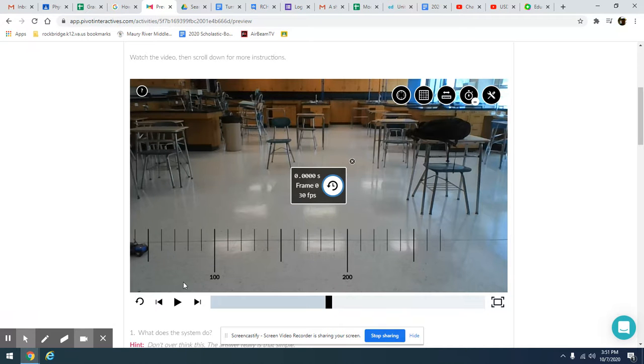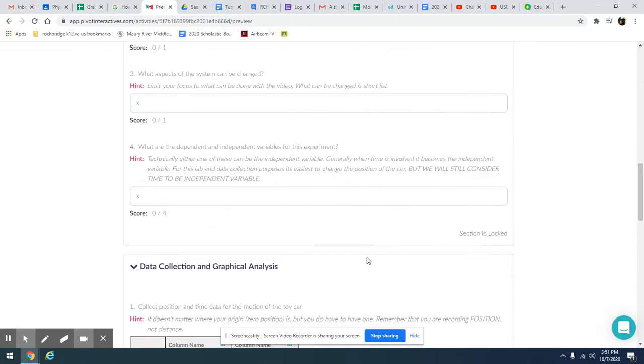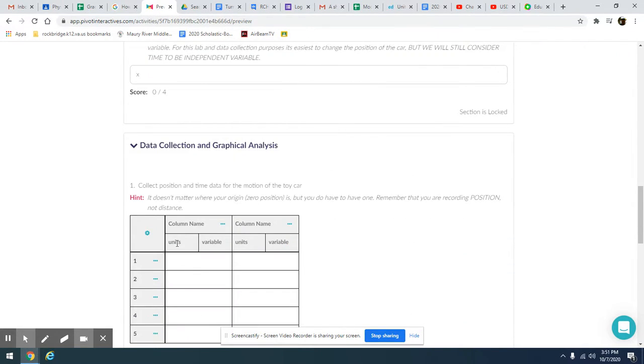And we do these little pivot things. And then we're going to go one frame at a time. Now I got my data collection thing ready to go here. So this column name is going to be time. The units will be seconds, and the variable name, we'll call that t. In this column, we're going to do position.